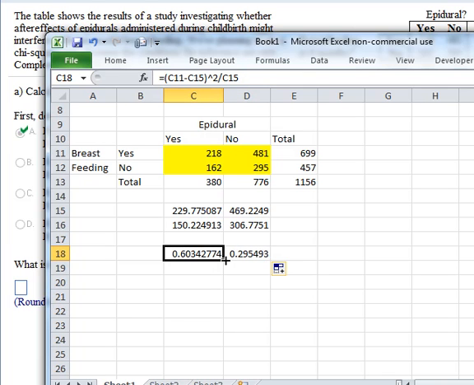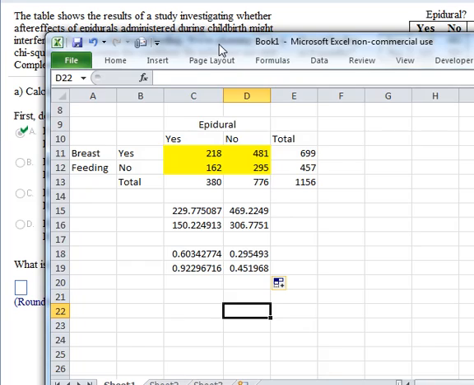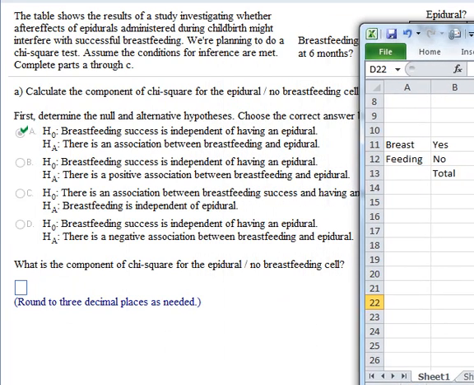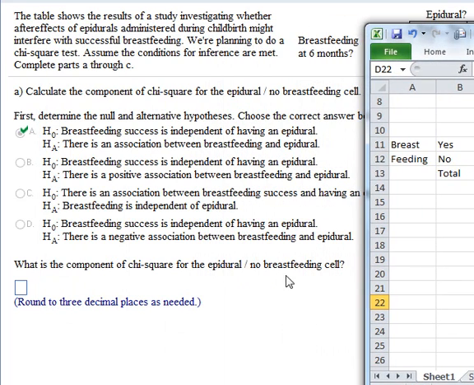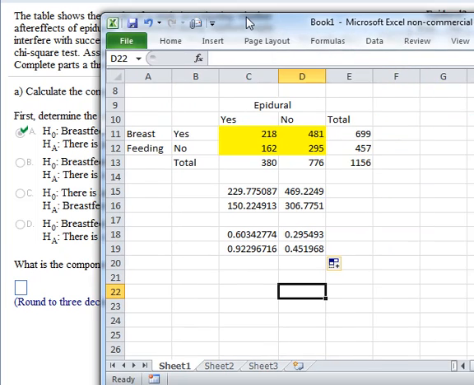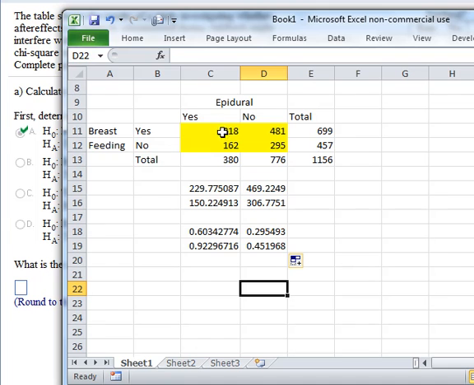And so I should be able to just drag down here and then drag over, and it should compute these. Like this cell will be the observed value, which is D12, minus the expected, which is D16, squared, and then divided by D16. Okay, so these are my chi-square components, and the one they want is yes for an epidural and no for breastfeeding. So you come in here and you say, all right, yes for an epidural, no for breastfeeding is going to be this cell right here.